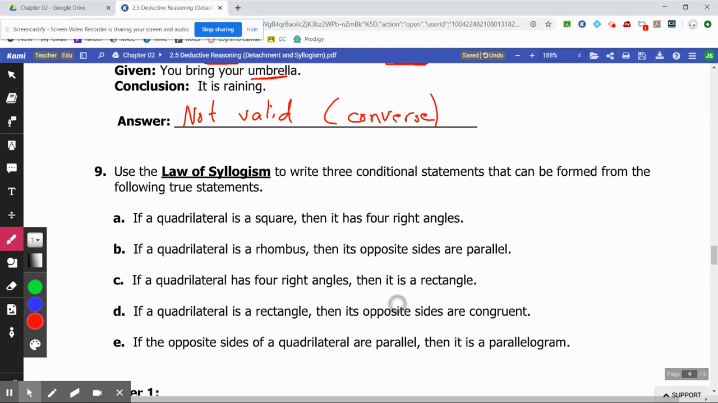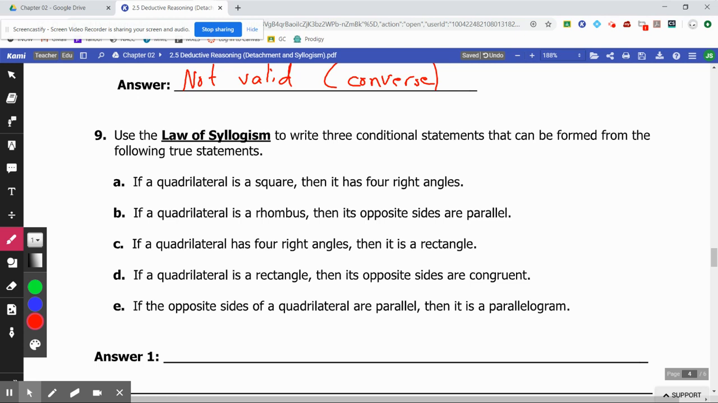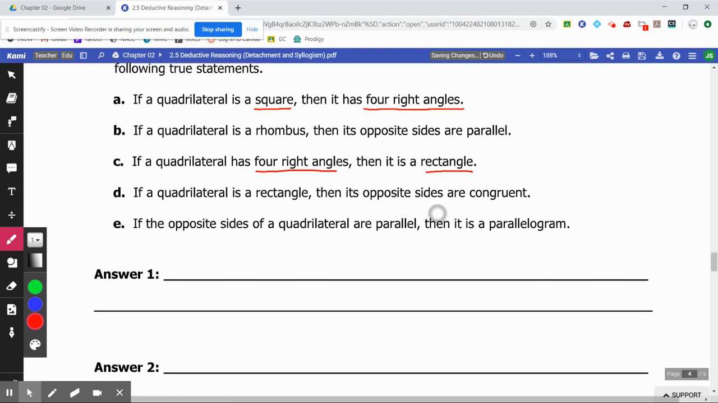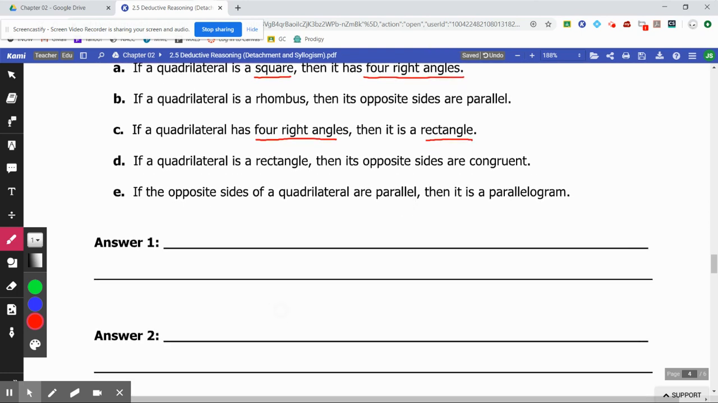Number 9 says use the law of syllogism to write three conditional statements that can be formed from the following statements. A says if a quadrilateral is a square, then it has four right angles. So square implies four right angles. Now let's jump down and look at C. If a quadrilateral has four right angles, then it is a rectangle. So we can combine those two with the law of syllogism and say that if a quadrilateral is a square, then it is a rectangle.